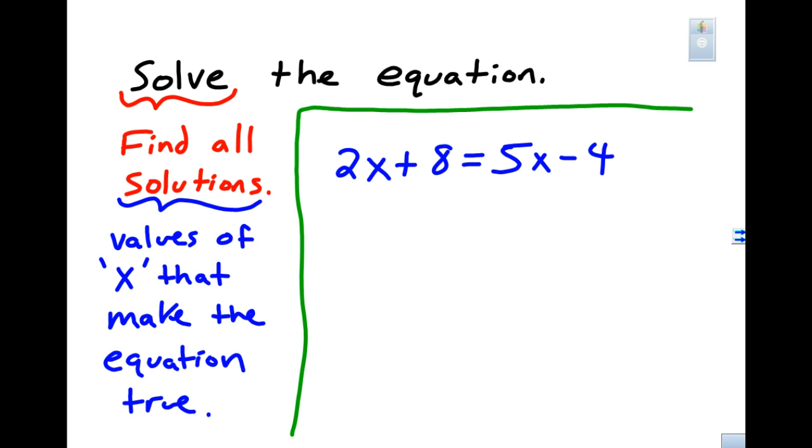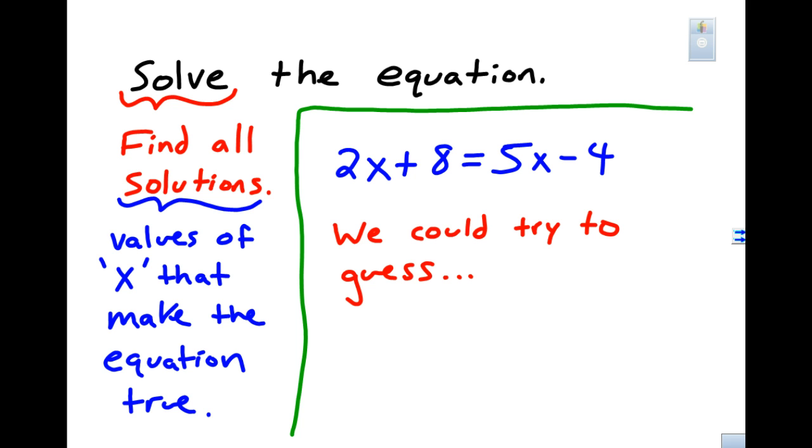Now to solve this equation, we could try to guess numbers to plug in for x to see if it comes out true or false. But the problem with that is there is an infinite number of choices that we could make for x, and we would technically have to check every single one to make sure we find all of the solutions.